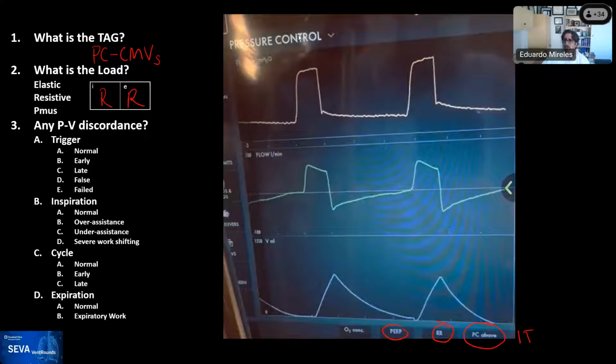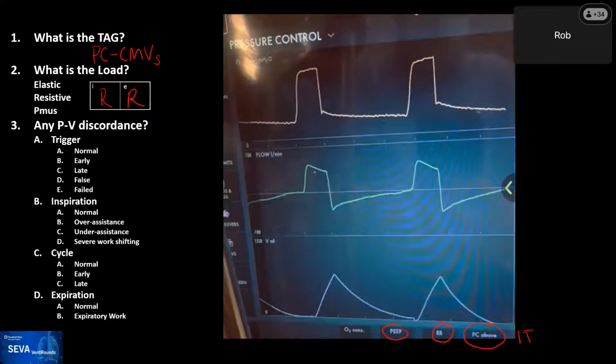Rob? Yeah, two things. One, because these two breaths were machine triggered, there's no PMUS at the beginning. And if there was PMUS somewhere after the start of inspiration, you would not see a smooth decay in the flow. You'd see a distortion in the flow. The other thing is, if you look at the volume waveform, it looks to me like the inspiratory time constant is shorter than the expiratory time constant. It could be a wave collapse.